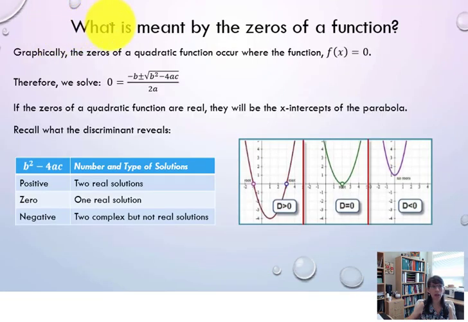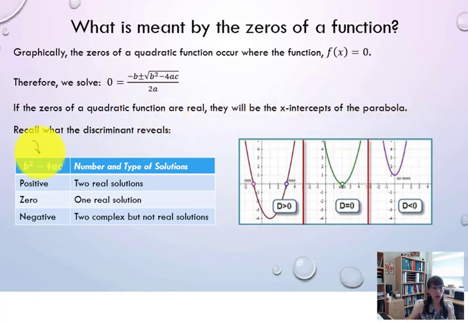First, we'll talk about what is meant by the zeros of a function. Graphically, the zeros of a quadratic function occur where the function f of x is equal to 0. Therefore, when we set our quadratic equation equal to 0, we would be solving for those x values where our quadratic function crosses the x-axis. So the zeros of the function are actually the x-intercepts of the parabola.